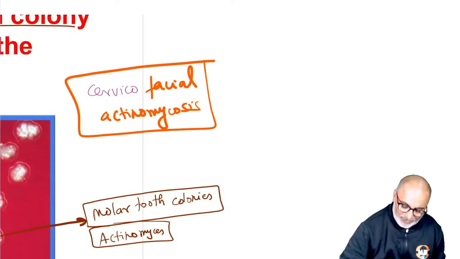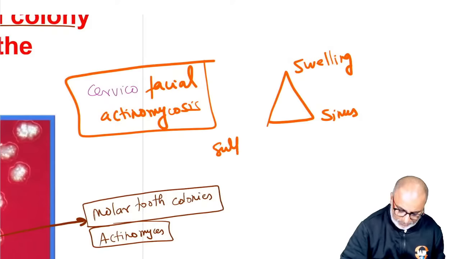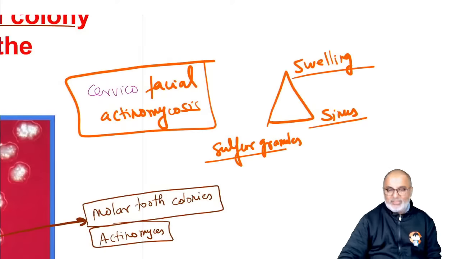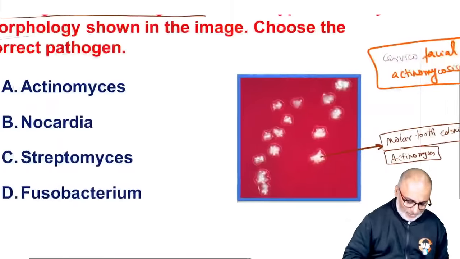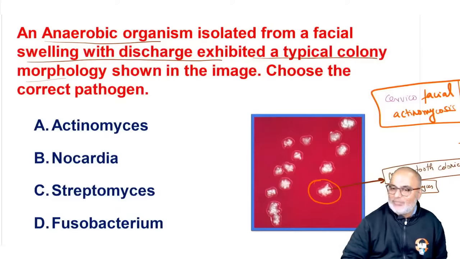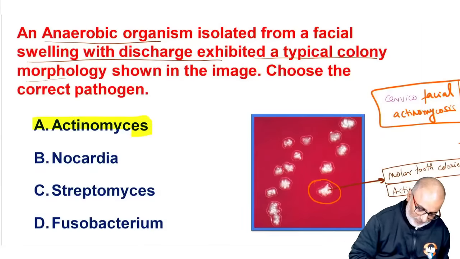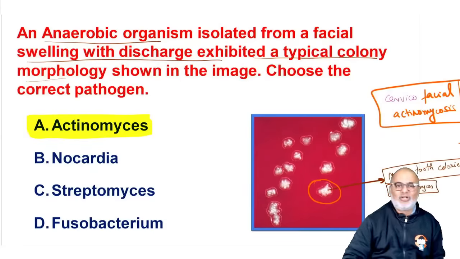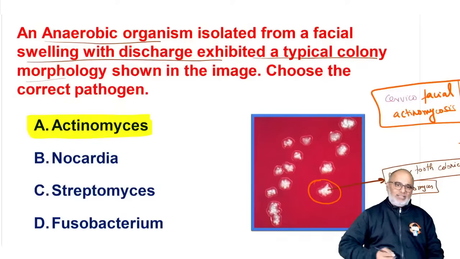Okay. Cervicofacial actinomycosis is a triad of swelling, sinus, and sulfur granules. It produces molar tooth colonies, or sometimes spidery molar tooth colonies, in solid culture, and fluffy ball appearance in liquid culture. So the answer is Actinomyces. Nocardia produces yellow to orange pigmented colony. Okay? Right. Next is.